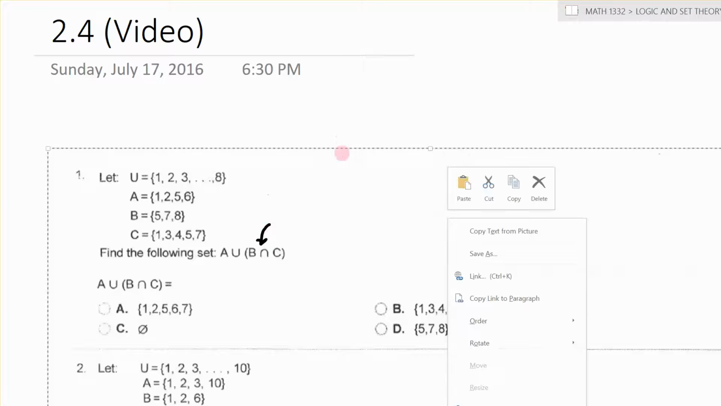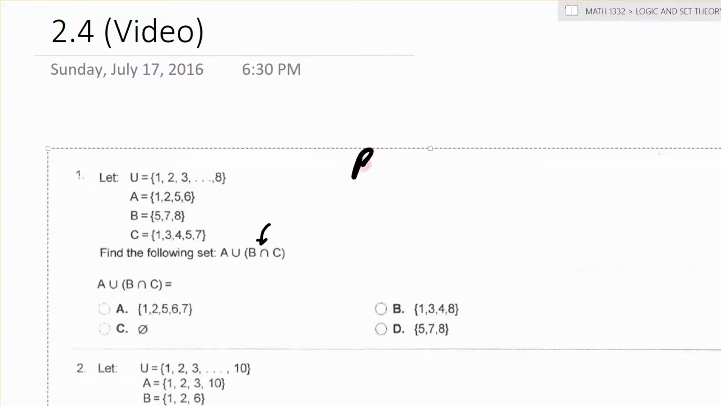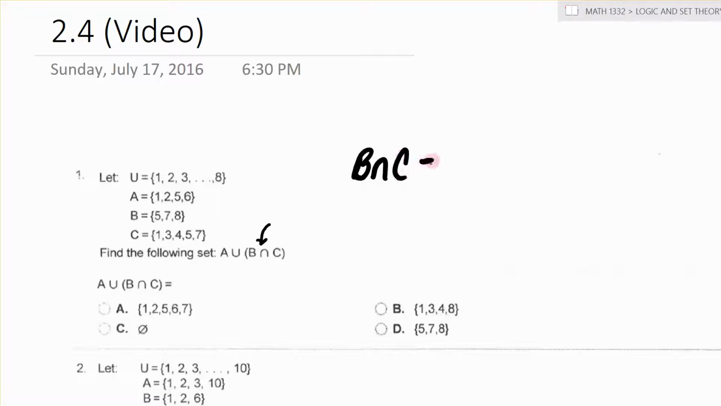All right, for problem number 1, we're supposed to find A union B intersects C. So just like in algebra, I'm going to do what's in parentheses first. So I need to find B intersect C. What do sets B and C have in common? Well, they have a 5 and a 7 in common.